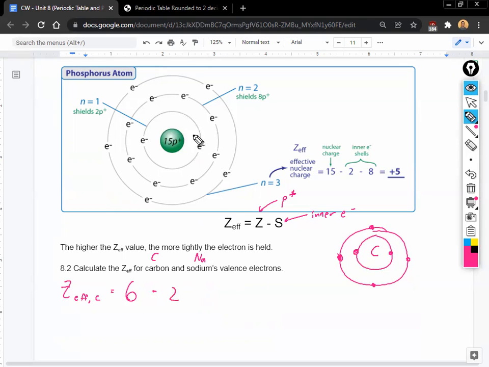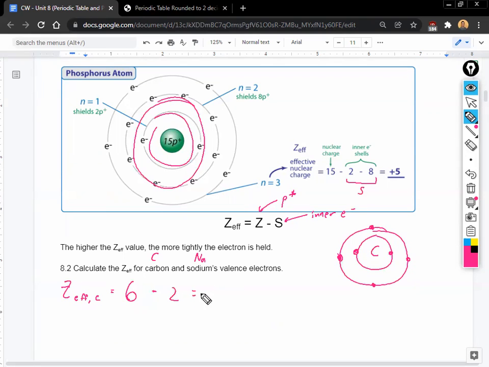Phosphorus, for example, has multiple inner electrons. If you take a look at this, this is phosphorus. Phosphorus has 10 inner electrons, 2 in the first shell, 8 in the second shell, and so that's going to be the S for phosphorus. So basically anything that's not a valence electron is an inner electron, and that's how you can find S.